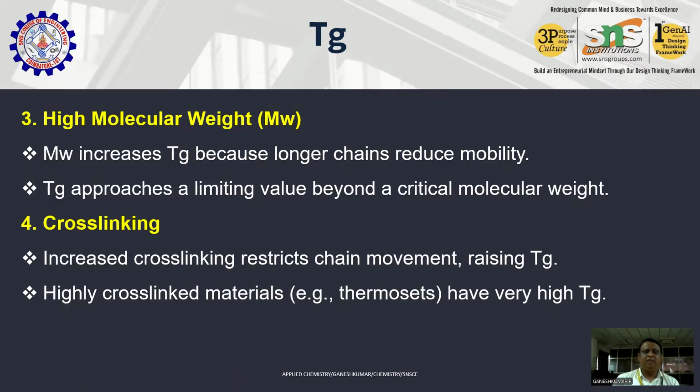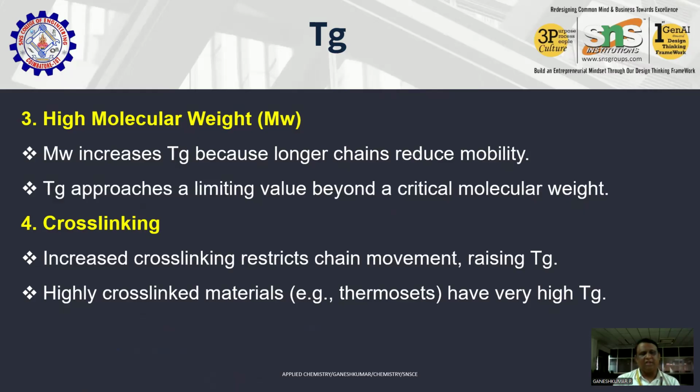But when going on increasing molecular weight, it doesn't mean that TG goes on increasing. So there is a limiting value. Above some particular critical molecular weight, there is no increase in TG. Up to a certain limit only it can increase.